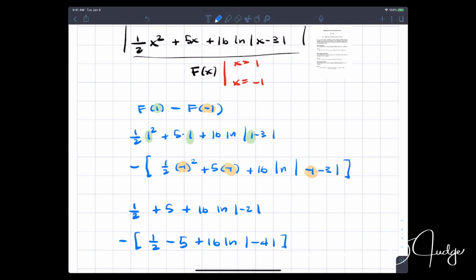And I'm going to do a couple of things now. So let's take a look. This is going to be 2. This is 4. And then I'm going to distribute the negative sign. Okay.